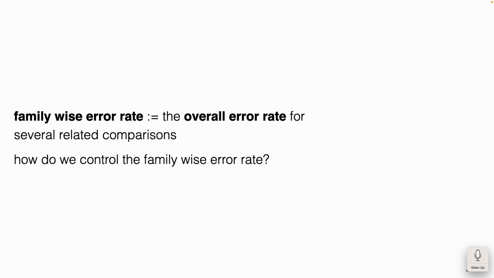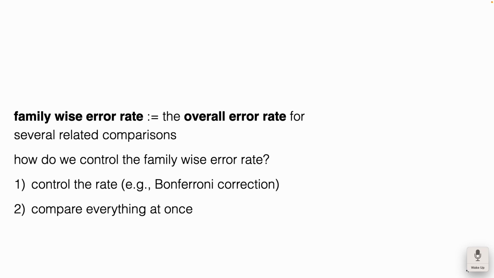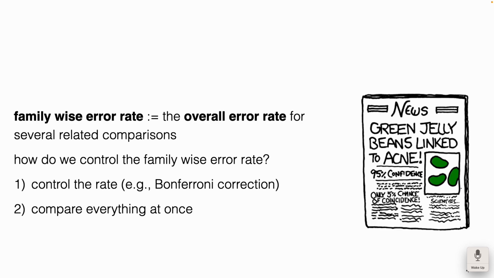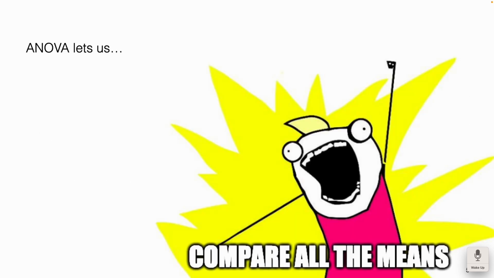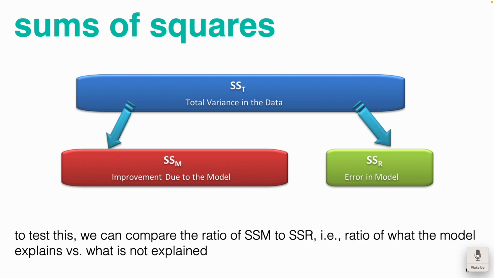Okay, so we just talked about ANOVA. We're all about controlling the family-wise error rate when we have all of these predictor variables, right? Because all of this is just linear models with categorical predictors. So you can either control the rate using some sort of correction or compare everything at once. So we avoid the jelly bean problem. So we compare all the means. Sums of squares. We were talking about how we slice these things up.